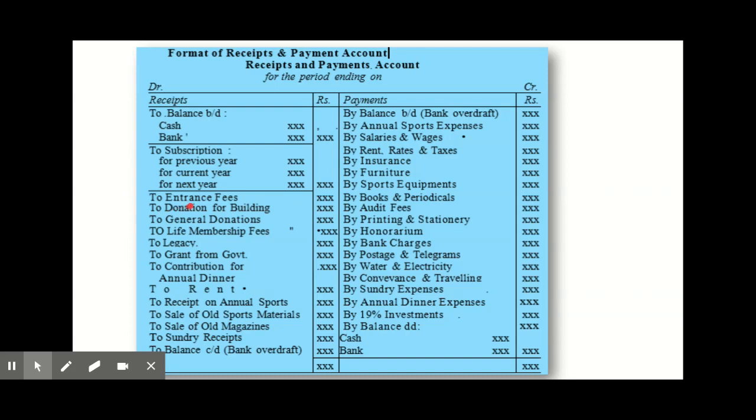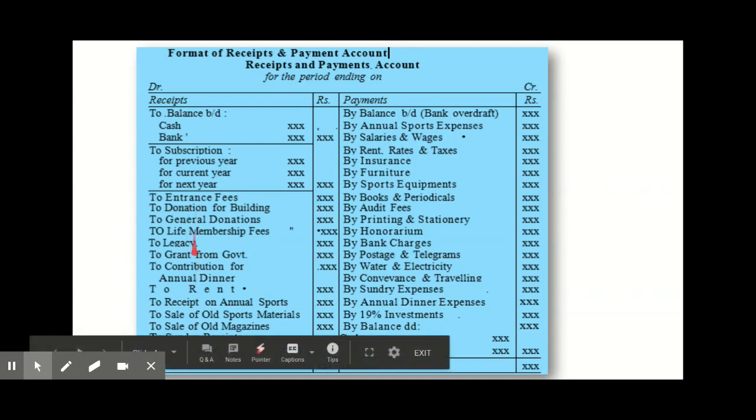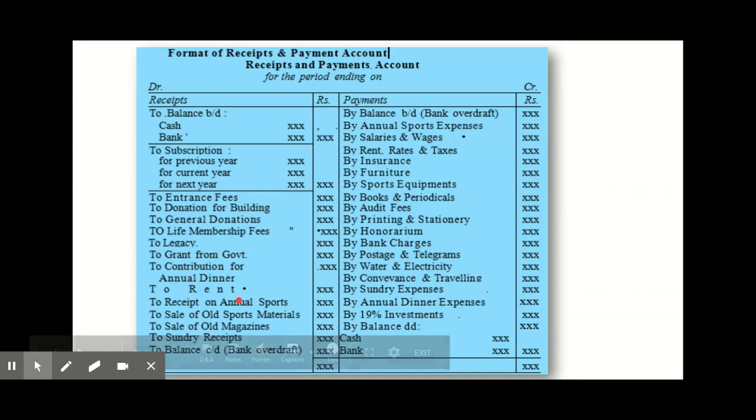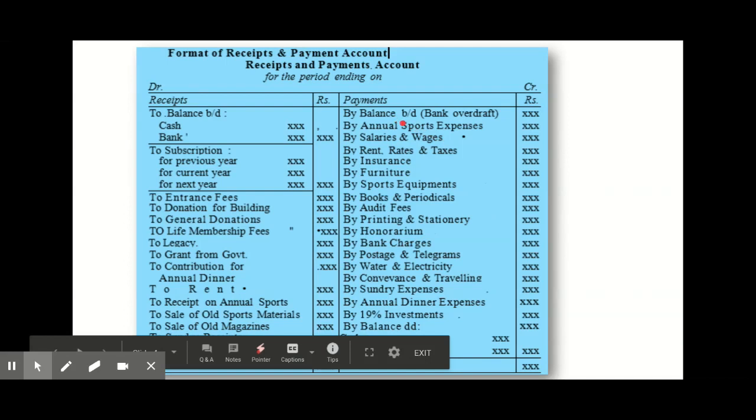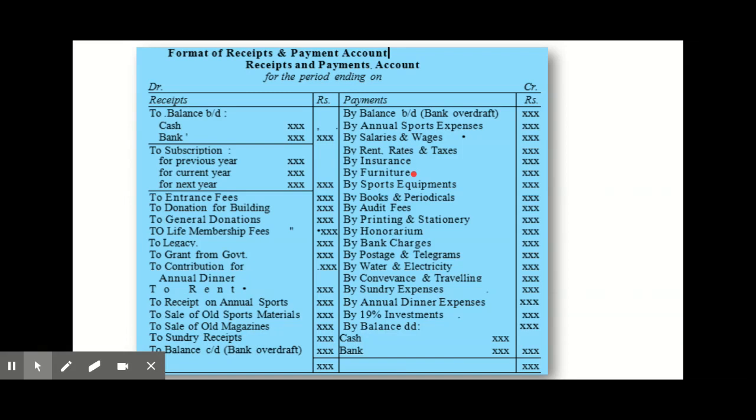account. So all the receipts like entrance fees, government grant, contribution for annual dinner, rent received, receipt on annual sports, sale of old sports material, all the receipts, whatever they have received in the form of cash or in the form of check, are recorded on the debit side of the receipts and payments account. On the credit side of the receipts and payments account, all the payments are recorded. Whatever payment is made in the form of cash or in the form of check is recorded.